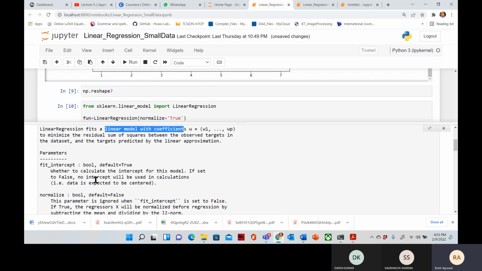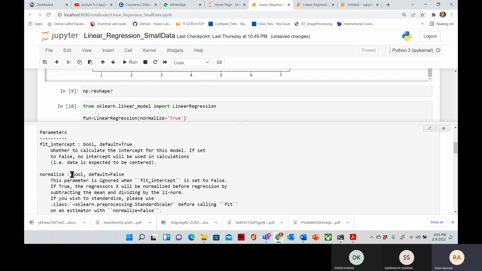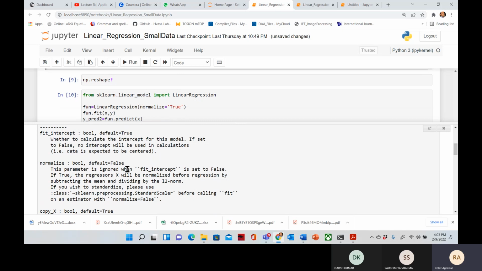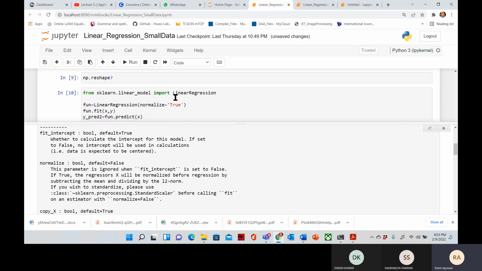Parameters are there. normalize is a boolean value, default is False. This parameter is ignored when fit_intercept is set to False. We will discuss this in detail. Just see how we can use this. We are using the LinearRegression model, and I have just written fun = LinearRegression(). Now fun is our linear regression. Clear?